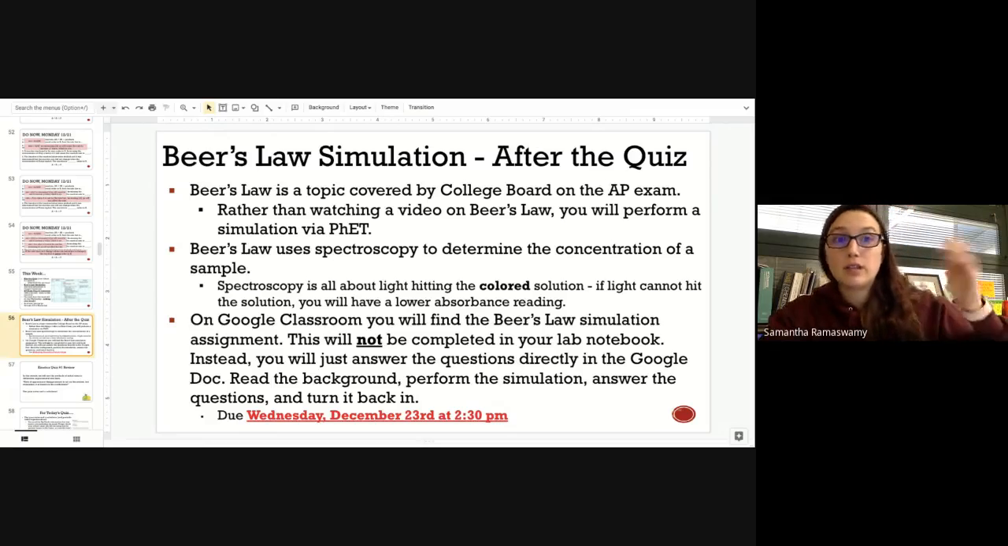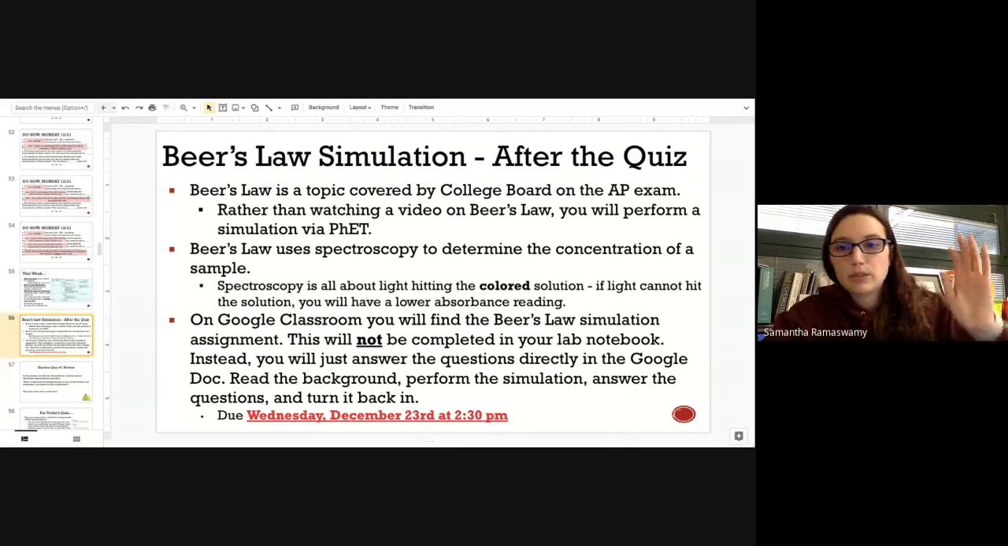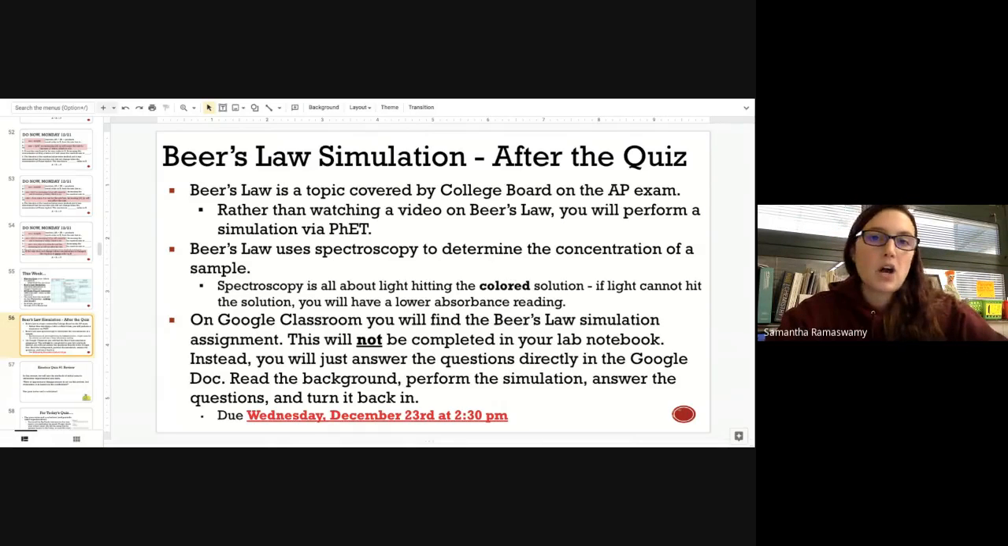So that's like flame test. That's a type of spectroscopy. But you're looking at how light affects colored solutions. So we're going to be changing concentration and measuring absorbance. So on Google Classroom, again, this is completely laid out for you. You are not doing this in your lab notebook. So that's why I'm not calling it a lab. I'm just calling it a simulation or an assignment.